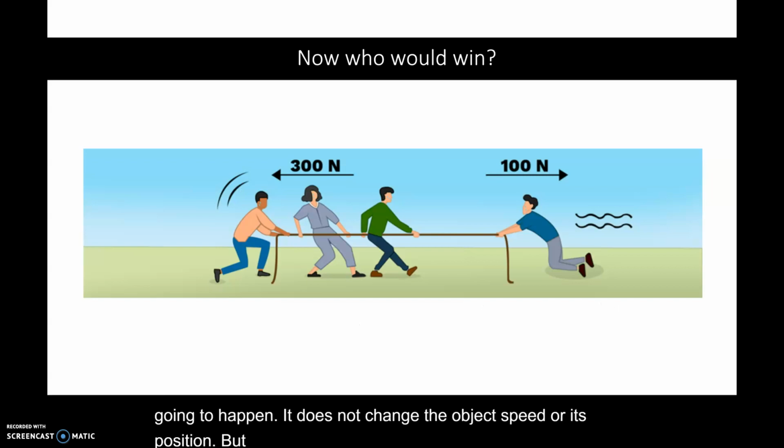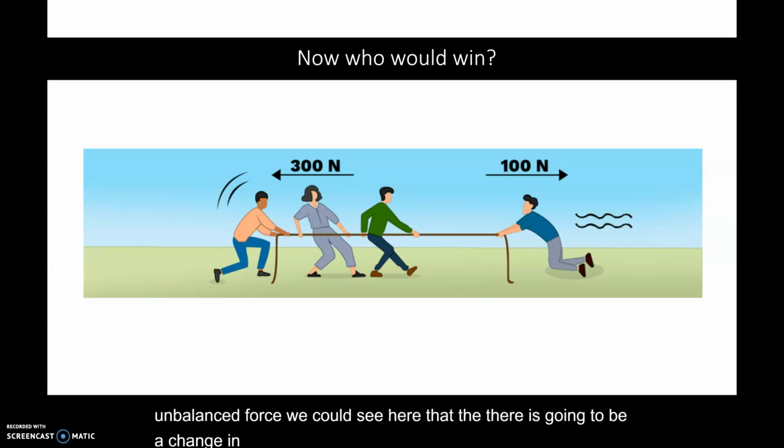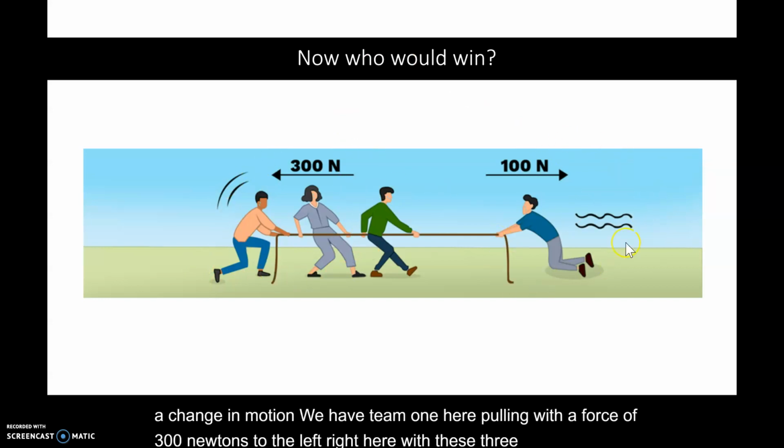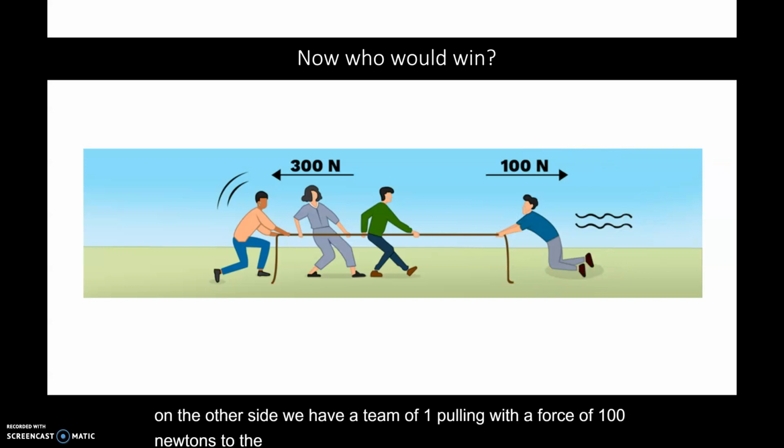But if we had a different situation where we had an unbalanced force, we could see here that there is going to be a change in motion. We have Team 1 here pulling with a force of 300 newtons to the left, right here with these three kids. And then on the other side, we have a team of 1 pulling with a force of 100 newtons to the right. This is an example of an unbalanced force.